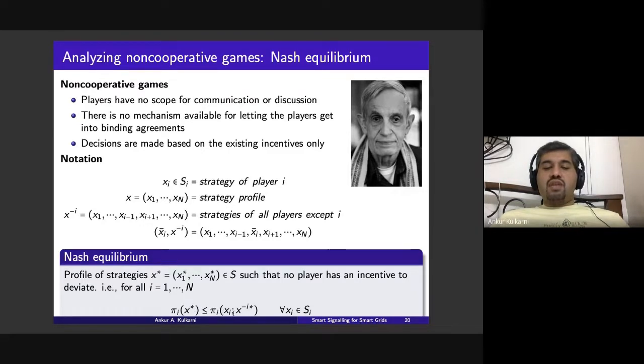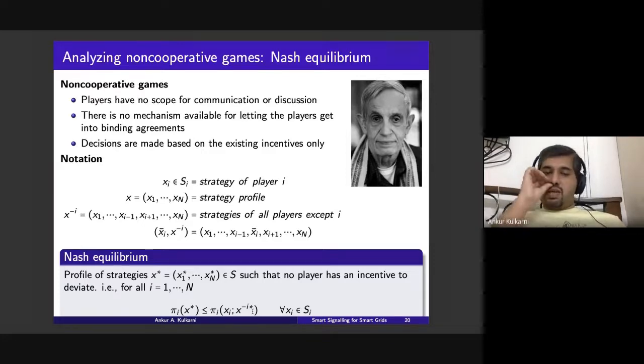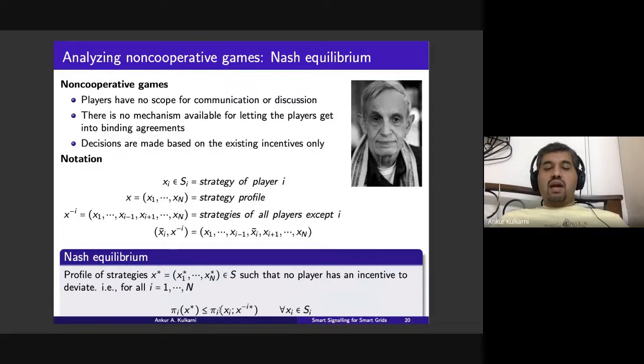that with the cost that he would get if that player alone deviates to some other strategy xi, while others remain at x minus i star. So the others continue to play the star strategy. This player i changes his strategy to some xi. And it should be that the cost he gets from playing x star is better than the cost that he would get from deviating. So it's in his interest to continue to play xi star when the others are playing x minus i star.